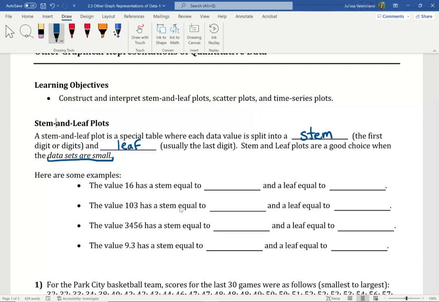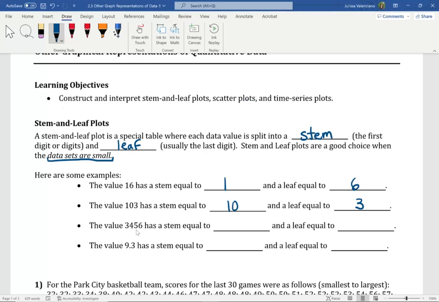In these examples, we're going to identify the stem and the leaf. Okay. For the value 16, we would have a stem equal to 1 and a leaf equal to 6. Here, the stem is the first digit, the leaf is the last digit. Okay. Now, the value 103 has a stem equal to 10 and a leaf equal to 3. The leaf is going to be the last digit. The stem is going to be the other digits.